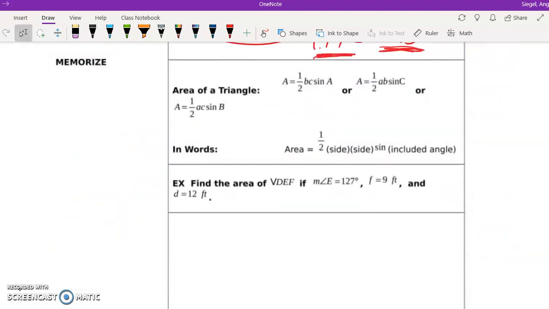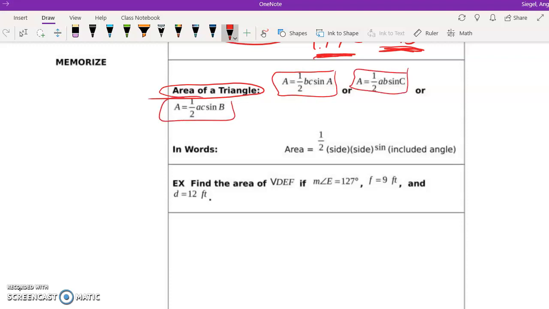I just want to talk about one more thing, and it's super easy. It's the area of a triangle. So when I think of the area of a triangle, when I'm doing stuff like this, these formulas do not go through my mind. This goes through my mind: half a side times a side times the sine of the included angle. I think that makes more sense.